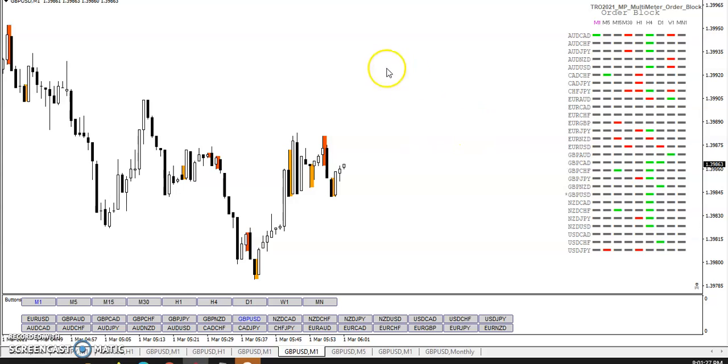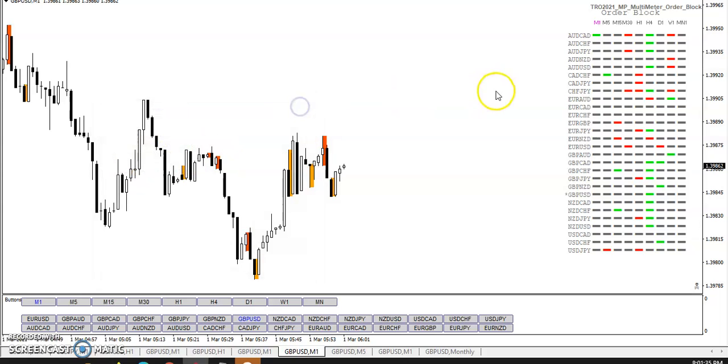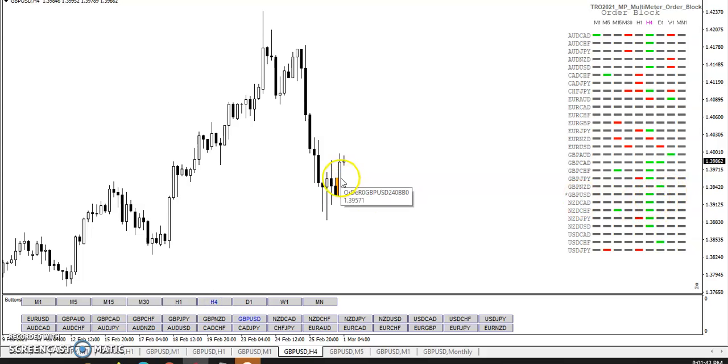And then this indicator, the multi-pair multimeter, but I also left the order block bars up here just so you could see it. So here on H4, you can see there was a bullish order block formed. How you use this indicator is, when this bar opened right here, it's going to tell you, hey, there was an order block. It's saying there's an order block here. If price comes back down here, so this is a heads up type of indicator.